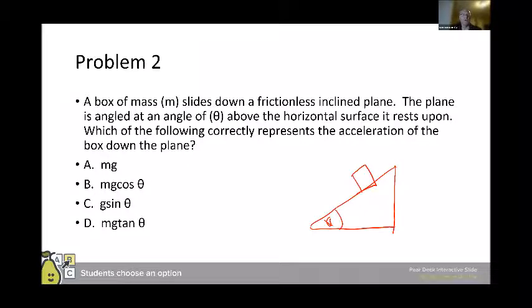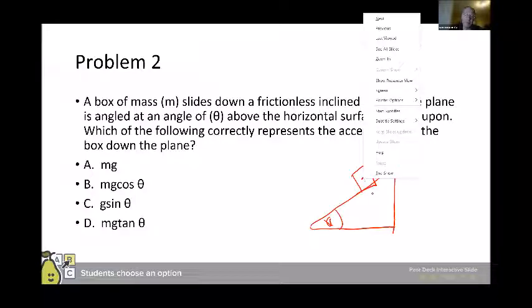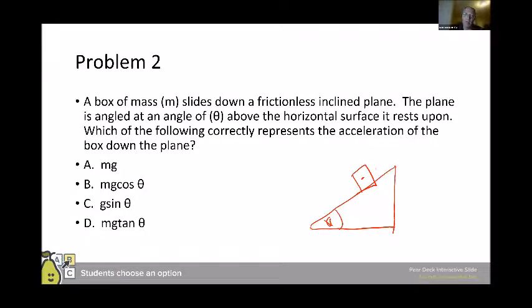Which of the following correctly represents the acceleration of the box down the plane? All right, so again, I'm going to start just like I did on the last problem. I'm going to draw in what I know. And right now, the only force acting is the force of gravity, mg. So that represents my weight.